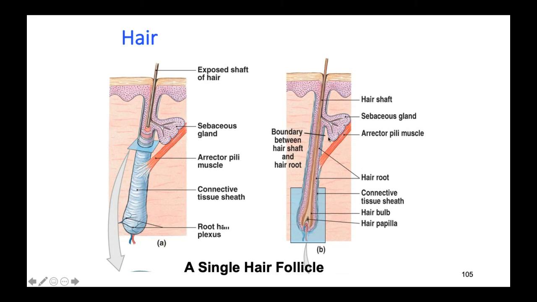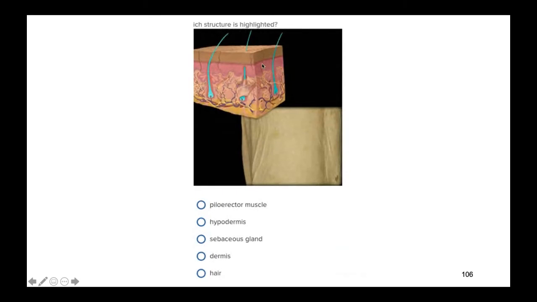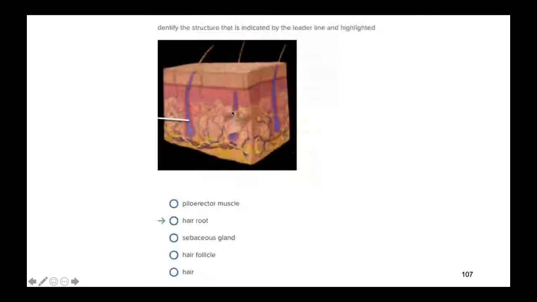Here again is the Erector Pili, the oil gland, and the shaft of the hair, and up here is the exposed portion. So right here, this is going to be the hair. The highlighted section is the hair. Up here is the epidermis. Then we have the dermis, and then we have the hypodermis down here at the bottom. This is the hair root.